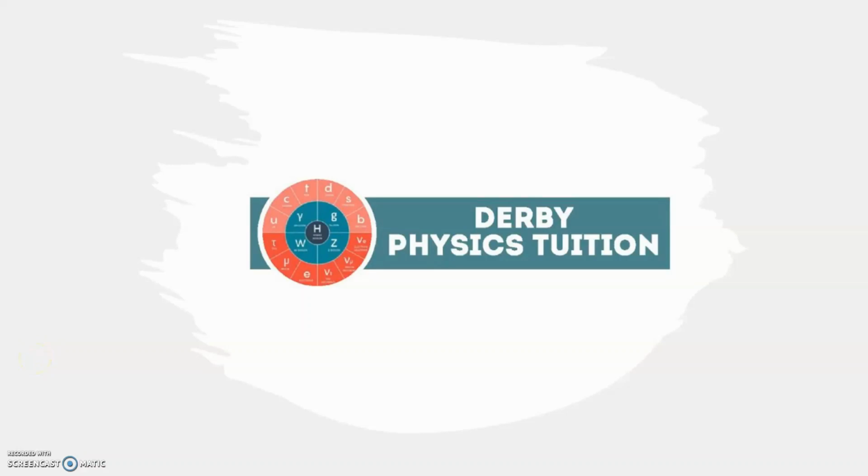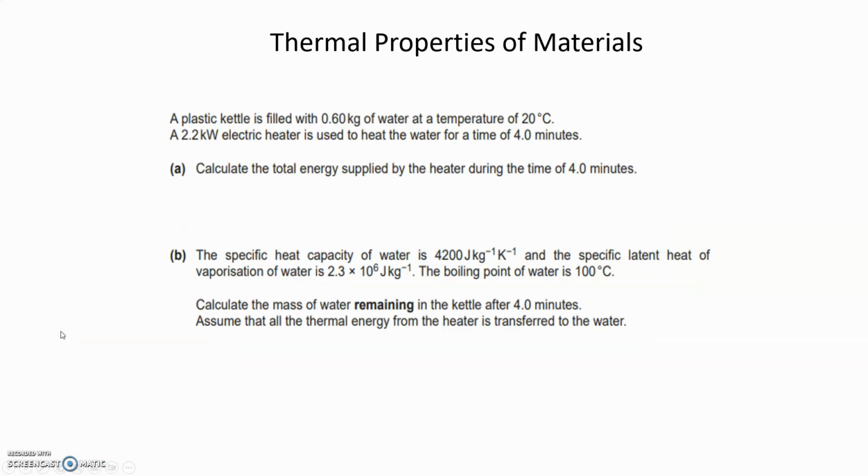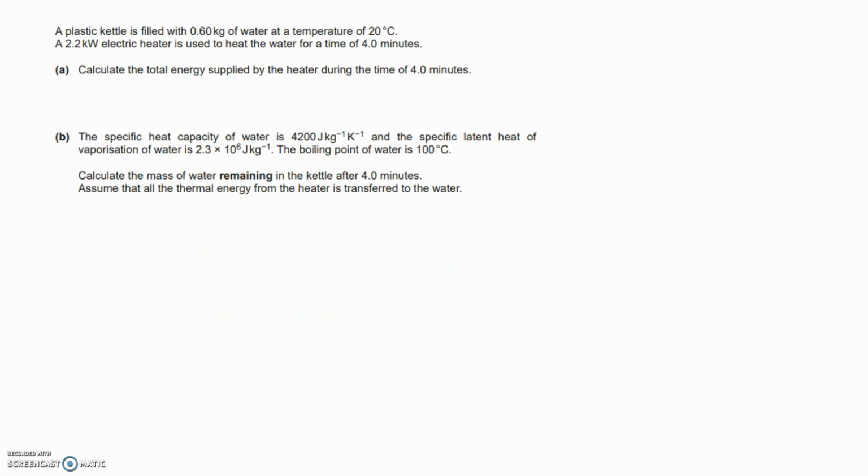Of materials, and this is a really nice question from OCR which really does test your basic understanding of the physics involved in this unit. So let's have a look at the situation. We've got a plastic kettle filled with 0.6 kilograms of water at a temperature of 20 degrees Celsius, and the 2.2 kilowatt electric heater is used to heat the water for a time of 4 minutes. So let's have a look at how we solve part A and B.